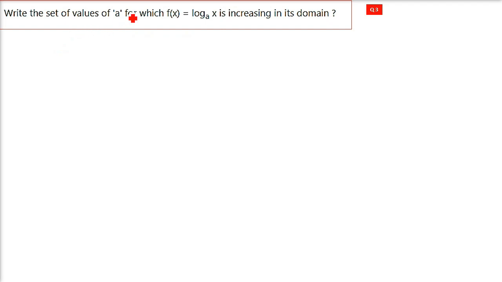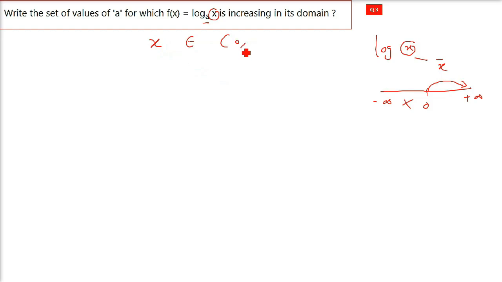Write the set of values of a for which f(x) equals log base a of x is increasing in its domain. Now the first thing is they haven't provided us the domain. We have to find it ourselves. Whenever there is log x with base a, it doesn't matter, the thing that matters is x cannot be negative. That is, anything above 0, x can take that value, and that is the domain. Whatever x can take is the domain. Whatever y can get, because y is equal to f(x), that is going to be your range. So x belongs to 0 to infinity. Infinity means positive values we are talking about.